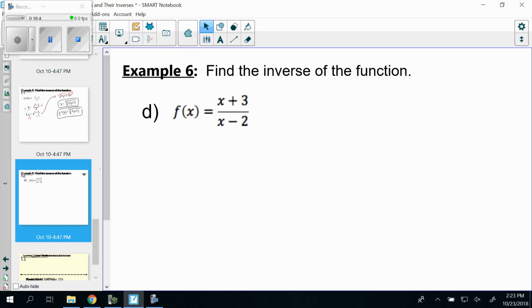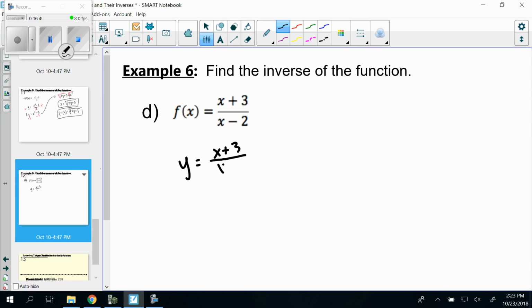All right, number 6, find the inverse of this one. Okay, so again, f of x is like our y here. We want to solve and figure out what the inverse is. Now, what makes this one a little bit more difficult is we have 2 x's involved. So we have to figure out a way to do that. First thing, let's try not to be working with fractions here. So like we did in the last problem, when something's being divided, let's multiply. Here we multiply both sides by x minus 2.